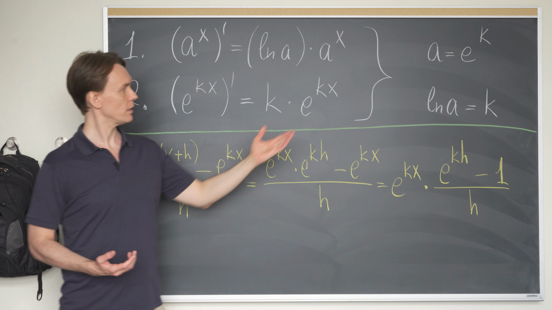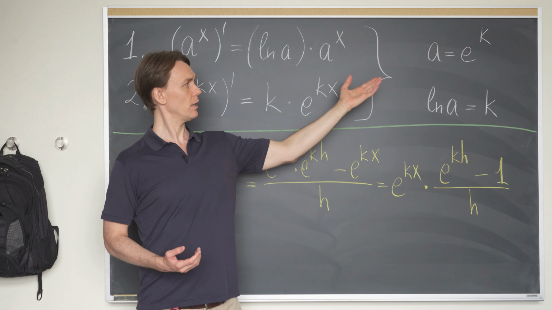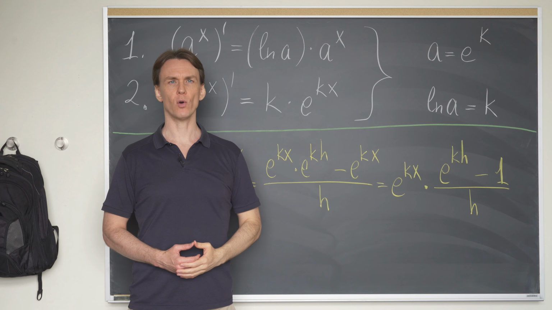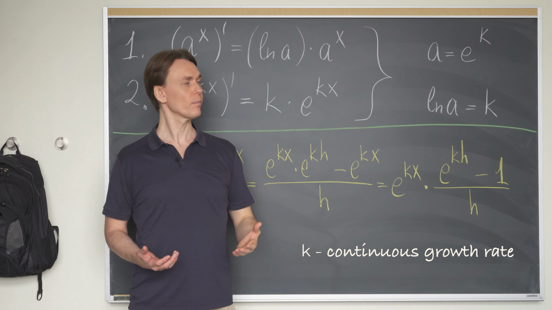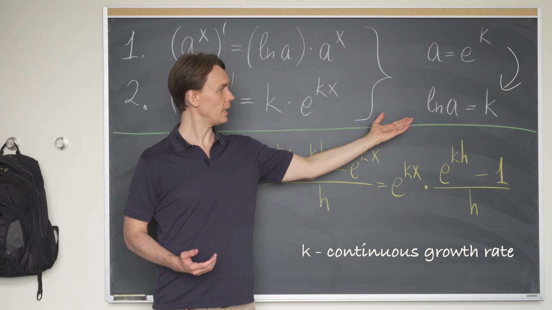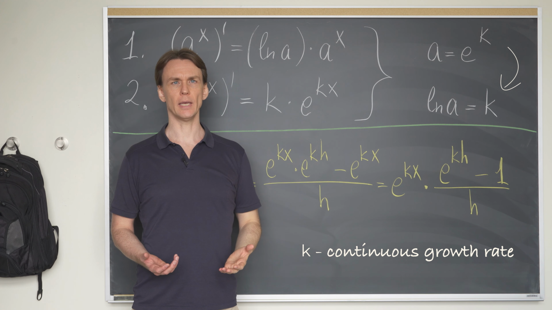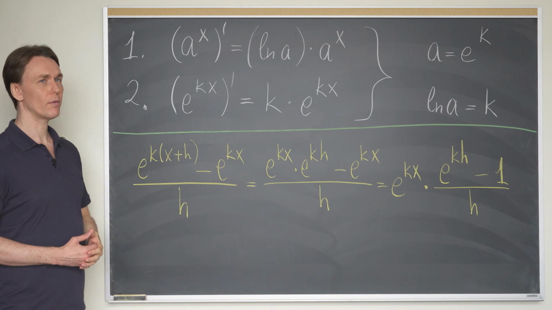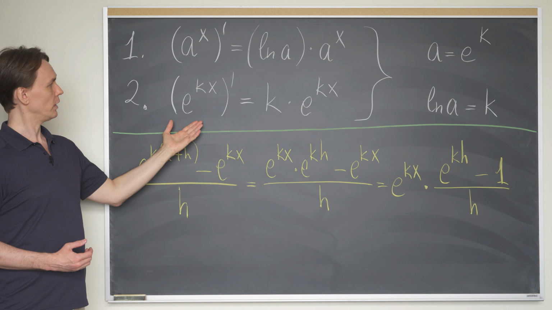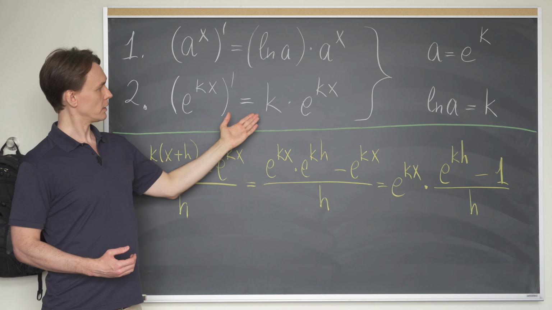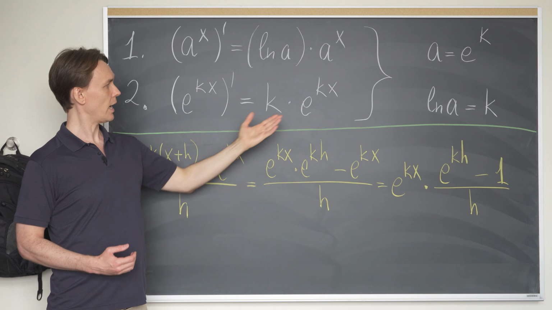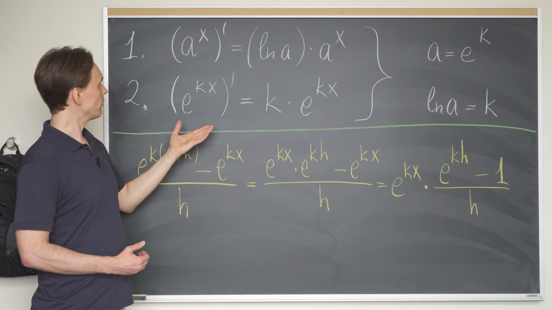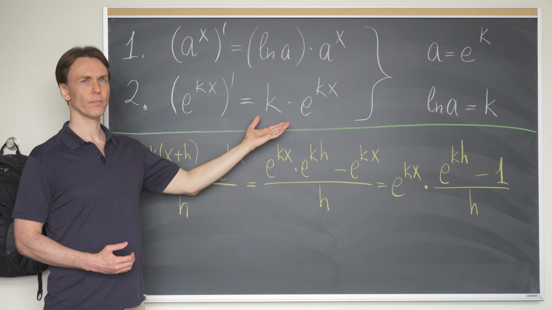Now, you can take this base a and represent it as the Euler number e to some power k, in which case we call this power k a continuous growth rate. And of course, we can calculate it just by taking the natural logarithm of the base a. And if you plug this into the first formula, you can rewrite it as: the derivative of e to the kx is this continuous growth rate k times the function itself. And so we'll check this formula in the second representation.